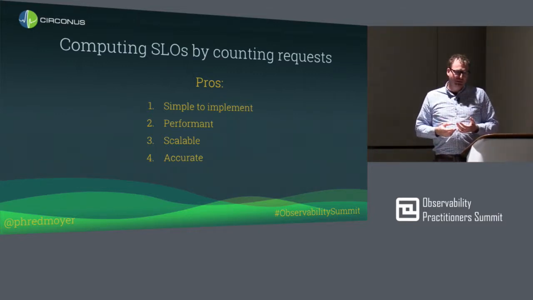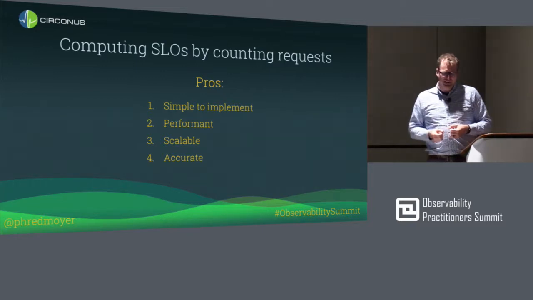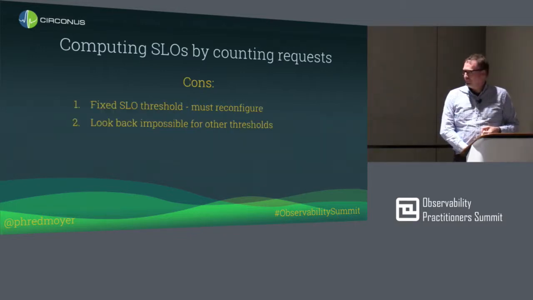It's scalable. I've got two counters. I can each have a 64-bit int. That's very low memory usage-wise, and it's accurate. This is going to get me a result that is extremely accurate every single time.